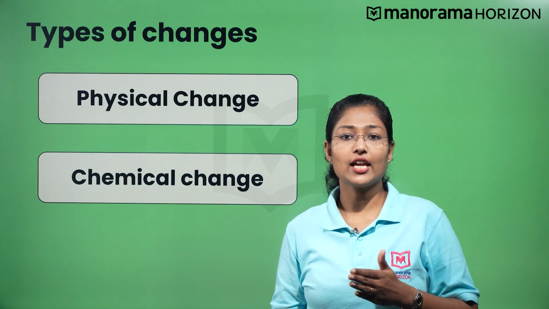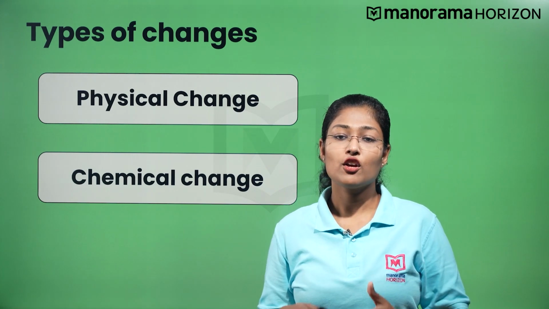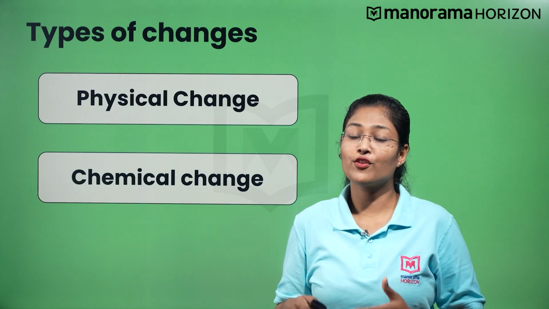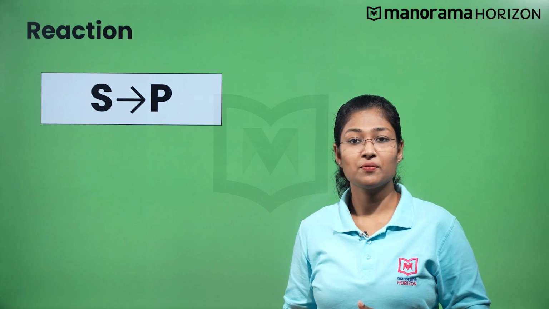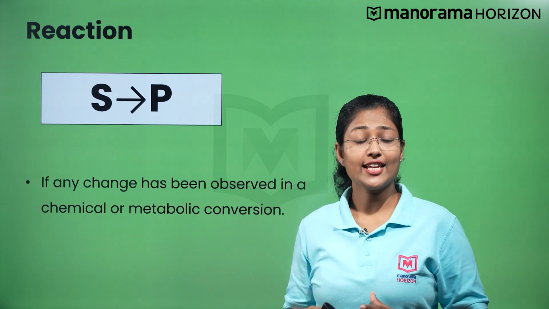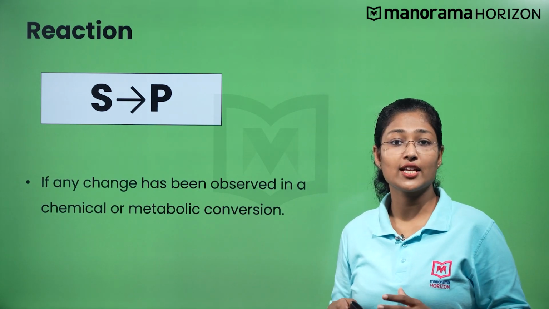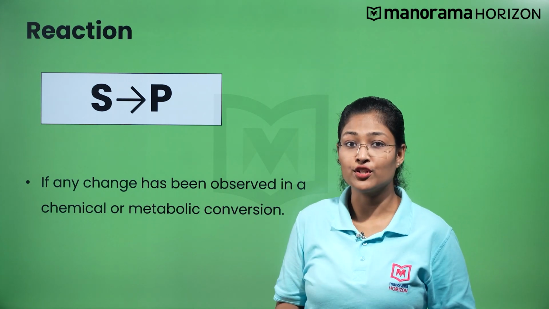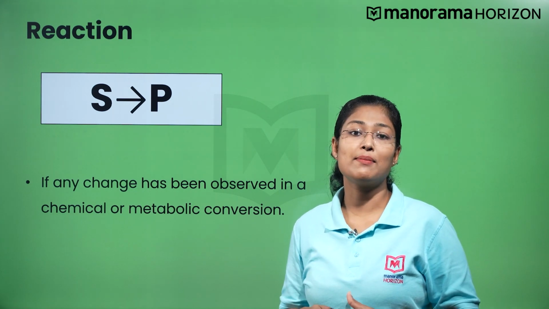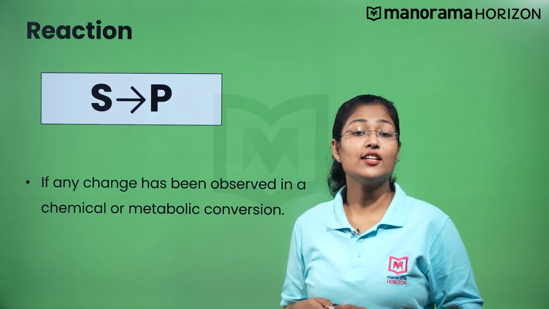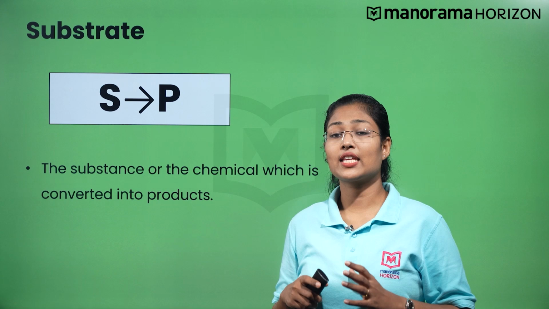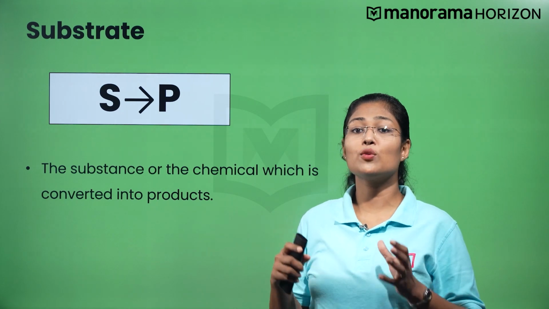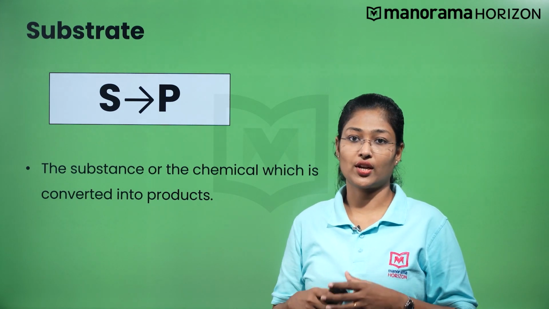So before heading into the core part of the topic, we should get familiarized with a few terminologies. How can we define a reaction? If any change has been observed in a chemical or metabolic conversion, then we can term it a reaction. Another term is the substrate. The substance or the chemical which is converted into products is known as substrate.